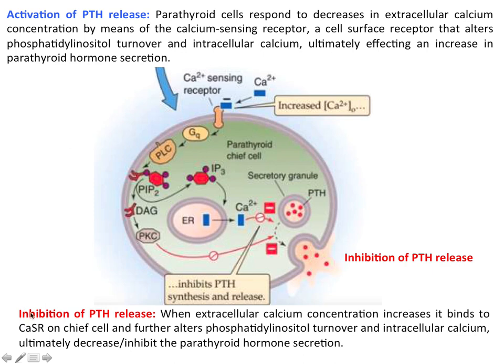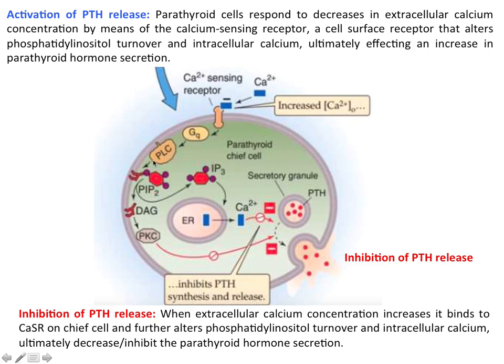On the other hand, the PTH inhibition occurs when the calcium ion is increased in the extracellular compartments. Here I have shown the mechanism of action of inhibition of PTH. So here you can see the chief cell, and when the concentration of calcium ion increased, the calcium ion can bind to the CASR, that is calcium ion sensing receptor here. So once the calcium ion binds to CASR, this gets activated. This is a G protein coupled receptor.